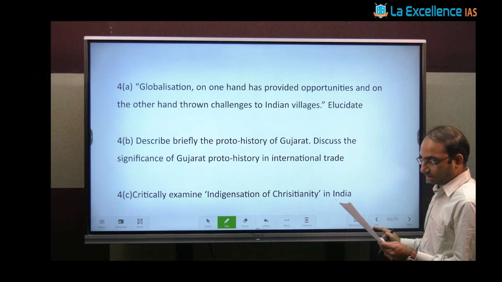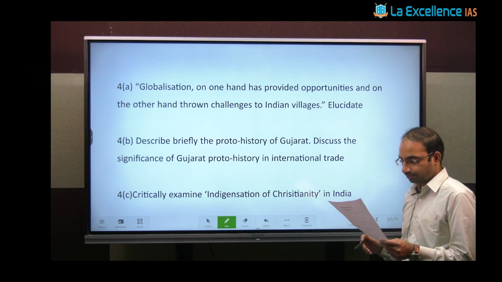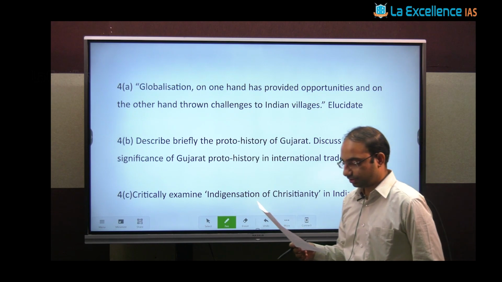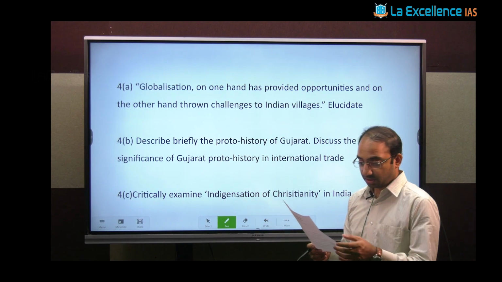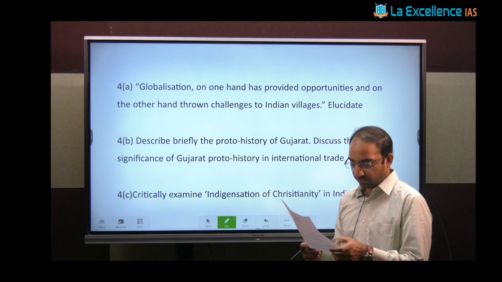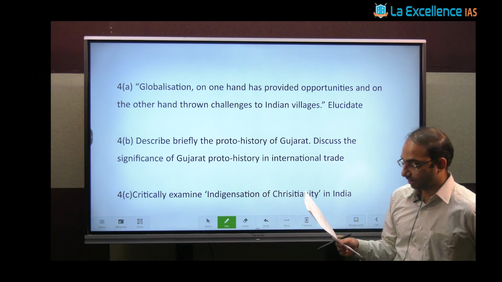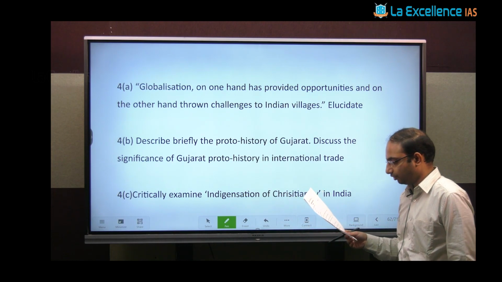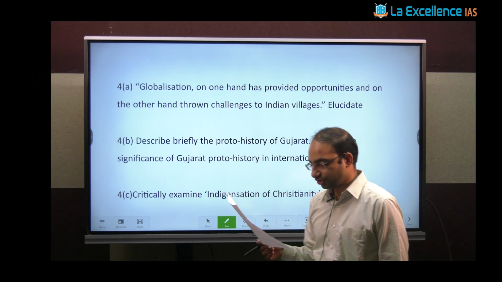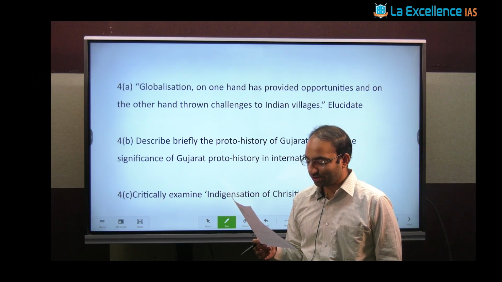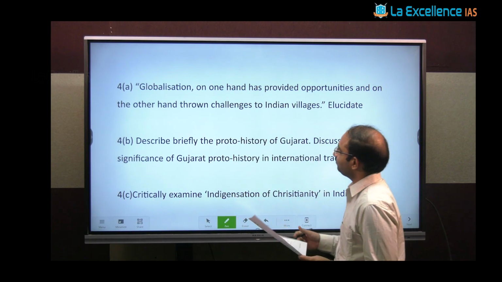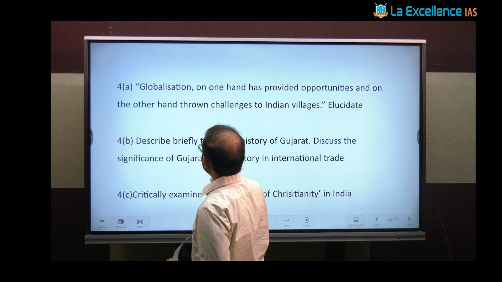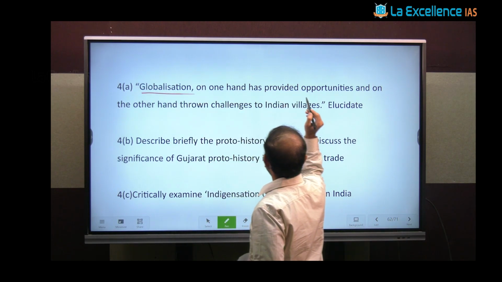So third is a relatively tough question, so it is advisable to try to avoid it. But in the whole Section A, the fourth question is something that you can handle with ease, because 4A and 4B are easy. 4B is also easy, just that the question is indirectly worded. So 4A is about globalization and the Indian village.